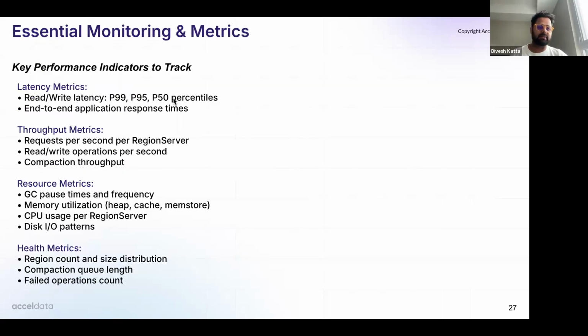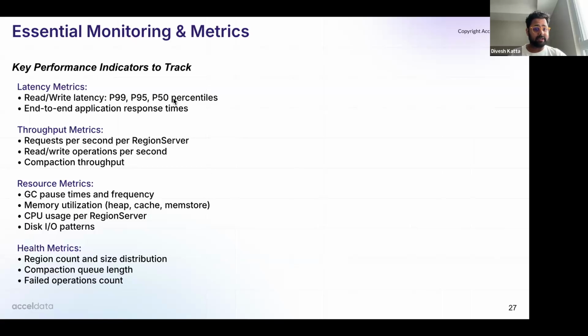Essential monitoring metrics. You cannot optimize what you don't measure, and you can't maintain optimization without ongoing monitoring. Focus on percentile metrics rather than averages. P99 latency tells you about your worst user experience, which is often what matters most for a business application. P50 tells you about typical performance. Don't rely on averages. The average hides the spike that causes the real problem.